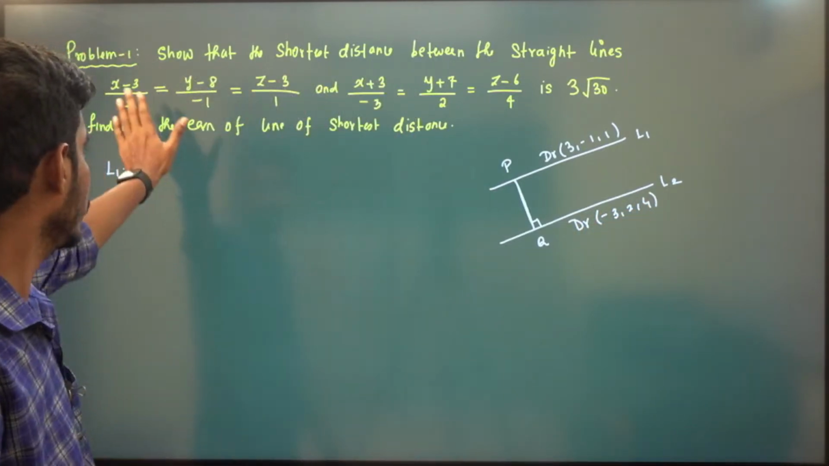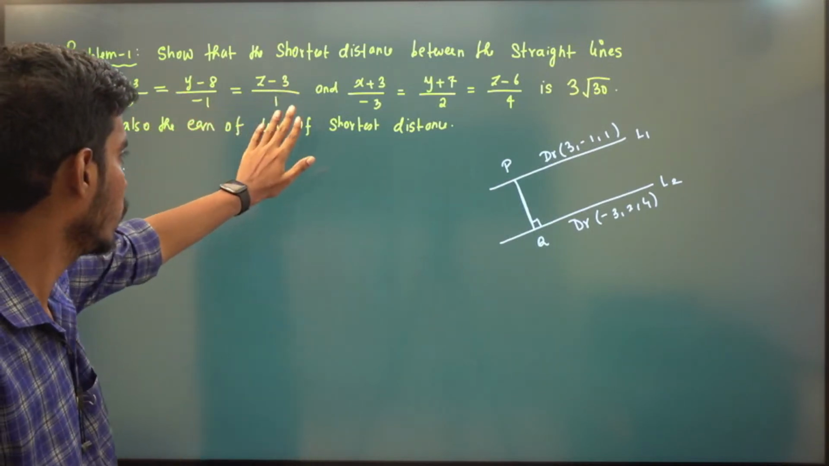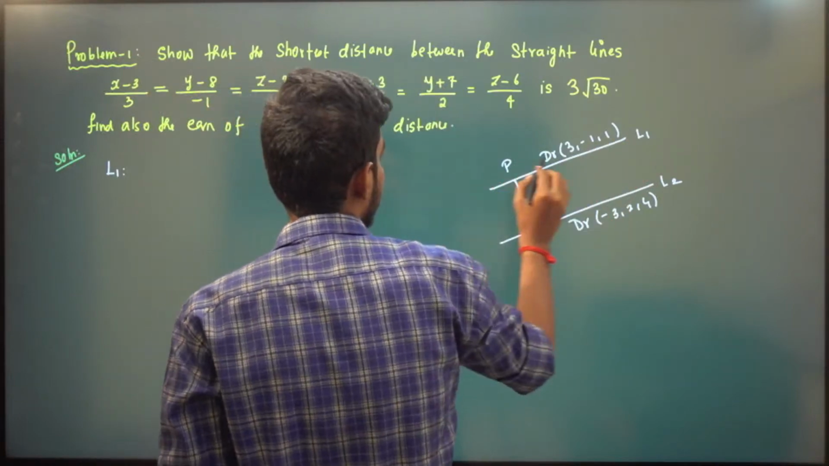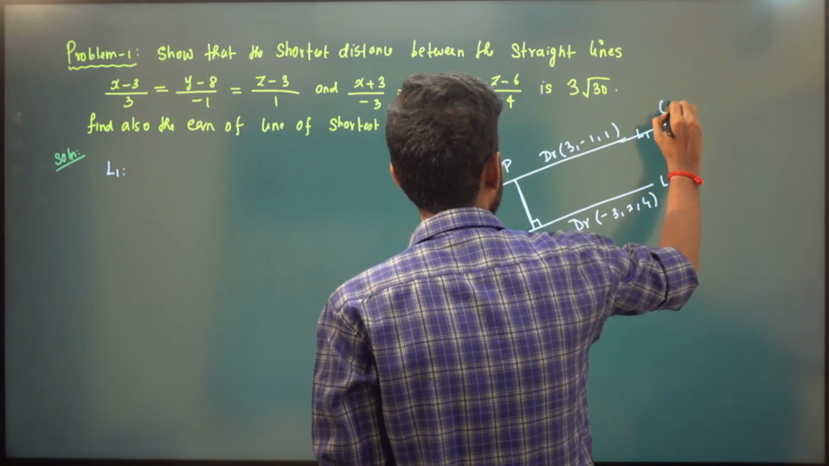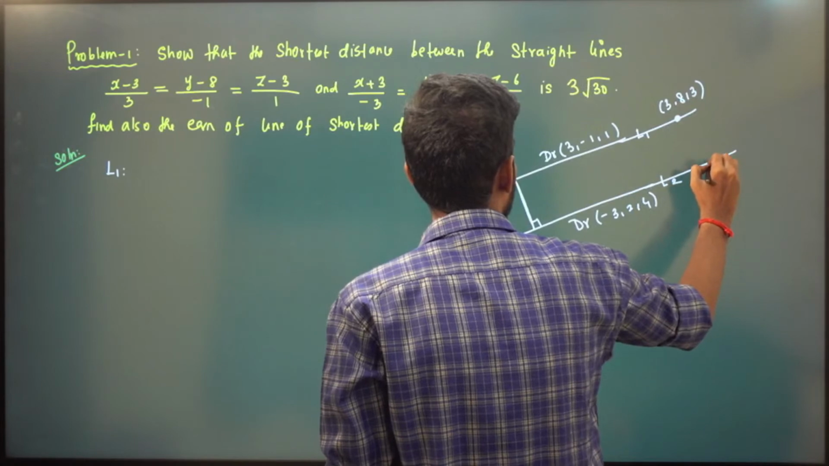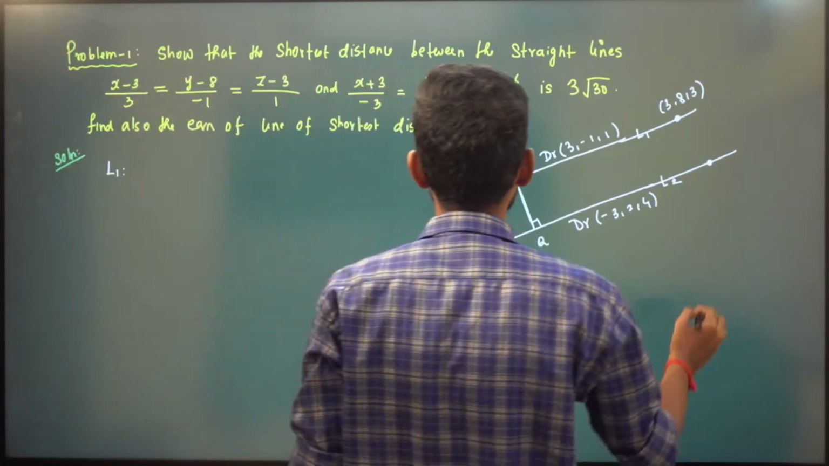Make sure that it is in symmetrical form: (x minus 3) by 3, (y minus 8) by minus 1, (z minus 3) by 1. One of the points is (3, 8, 3). Again, one of the points on the other line is (minus 3, minus 7, 6).